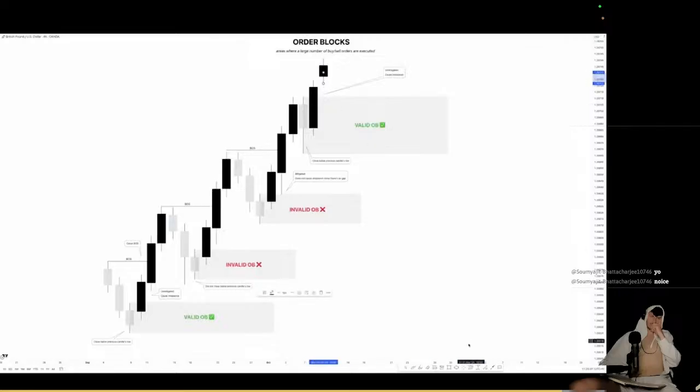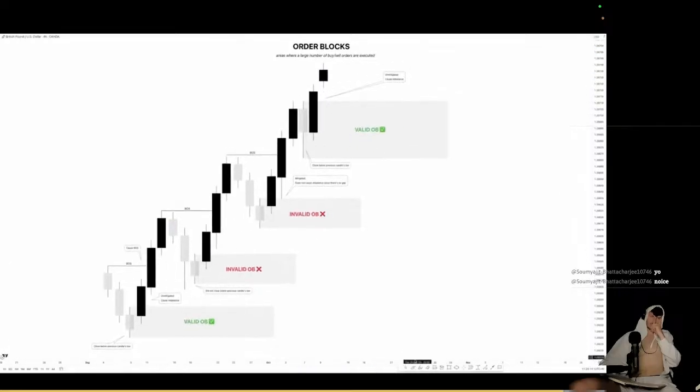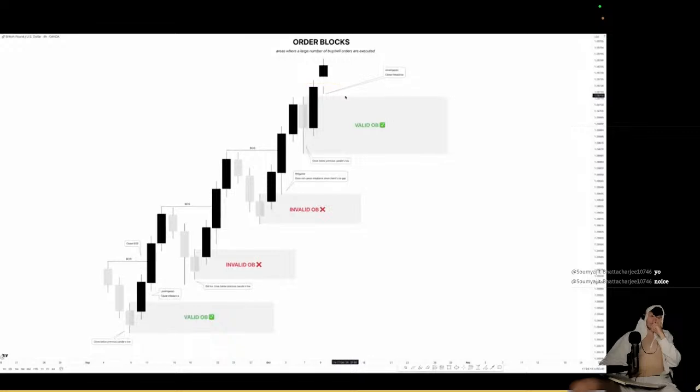You can see there's a very clear imbalance in price, just like this. Okay, that is when this is considered as a valid order block. Alright, that's pretty much for order block, right?